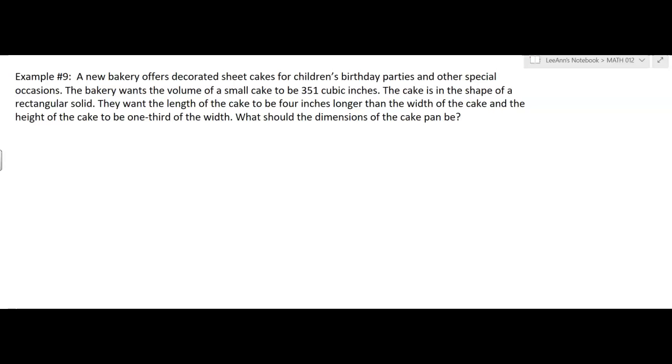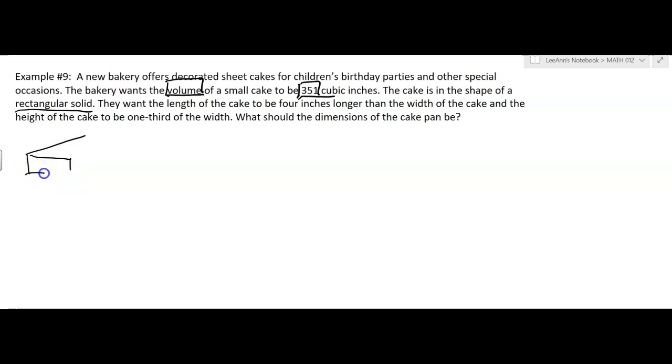The bakery wants the volume, okay, so we know we're dealing with volume, of a small cake to be 351 cubic inches. Okay, so I'm going to need that information, and I'm going to need to know that I'm talking volume. We know it's a rectangular cake, don't we? Oh, no. The cake is in the shape of a rectangular solid. Okay, so maybe I'll draw a picture.